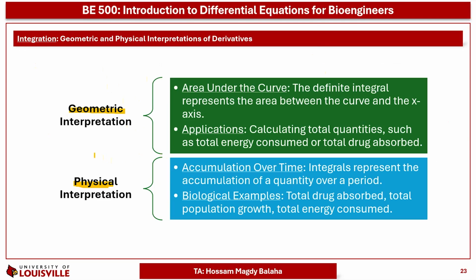For example, if you know the rate of change at which a drug is absorbed into the bloodstream, integrating this rate over time will give you the total amount of drug absorbed. Similarly, if you know the rate of population growth, integrating this rate over time will give you the total population growth. In biology, integrals are used to model processes that involve accumulation. For instance, in enzyme kinetics, the total amount of product formed over time can be calculated by integrating the reaction velocity. This approach is widely used in biochemistry to study enzymatic reactions and optimize industrial processes.